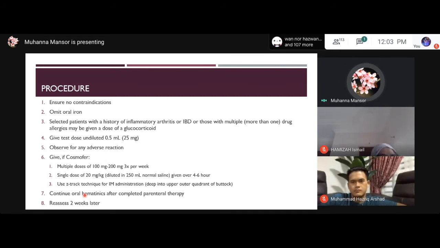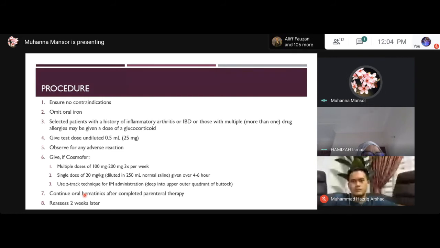Oral iron is stopped during this parenteral therapy, usually for one week. For selected patients, and I'm not sure whether this is done in clinical settings, if the patient has a history of allergy, inflammatory arthritis, IBD, or allergy to any previous drug, they may advocate giving glucocorticoids, but I don't think we use it in our clinical setting. Then we give a test dose, undiluted 0.5 ml, which is 25 milligrams, a quarter of the dose of one vial, and observe for 15 to 30 minutes or 1 hour for any adverse reactions.